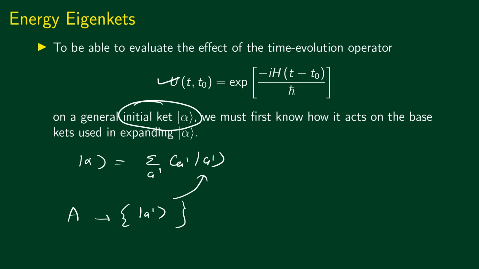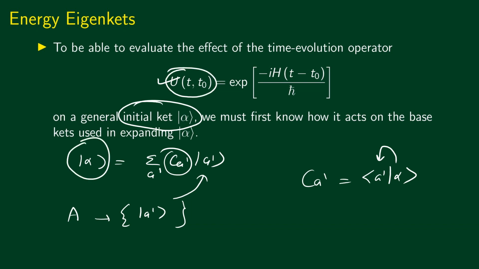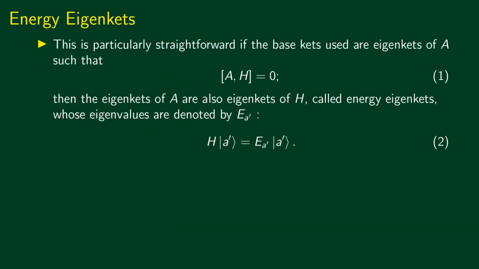And then this c_a' can be found by this relation: c_a' is equal to bra a' ket alpha. You can think of it as the projection of ket alpha along ket a'. So to understand the effect of the time evolution operator on a given state ket, what we need to understand is the effect of this time evolution operator on the base vectors, or on these eigenkets of whichever Hermitian operator we are talking about. So what we need to understand now is the effect of the time evolution operator on the base kets.